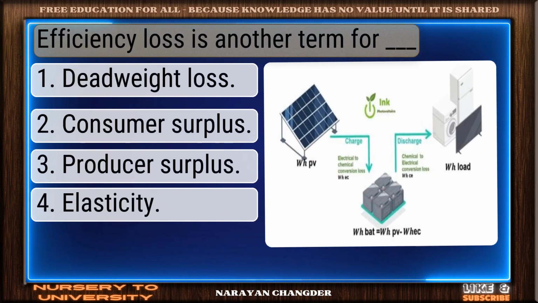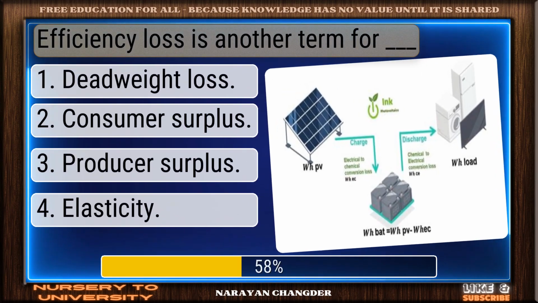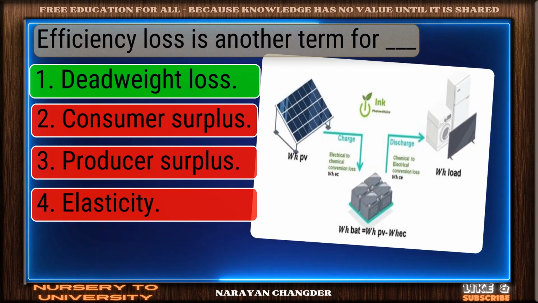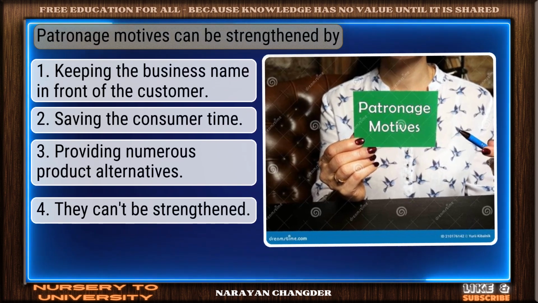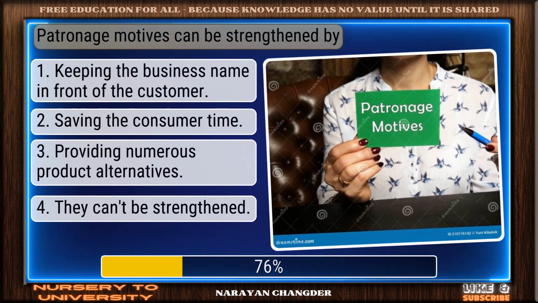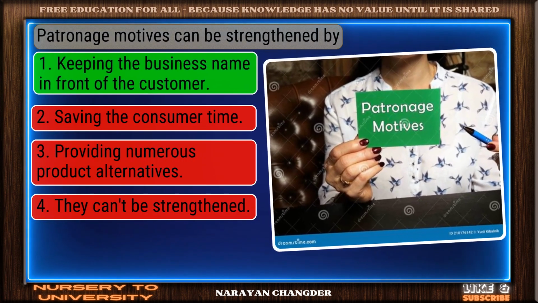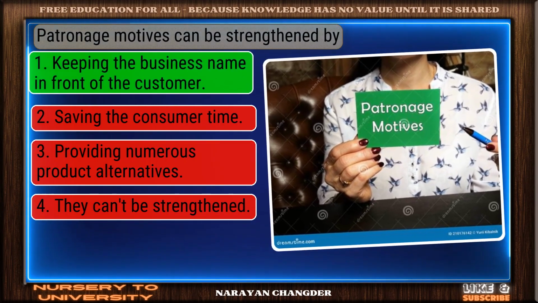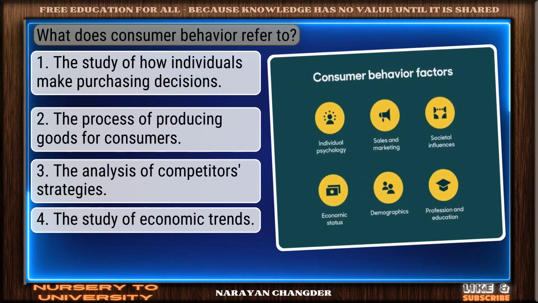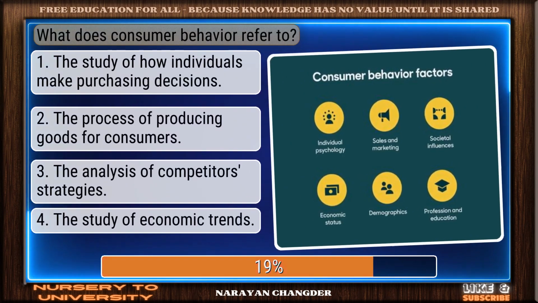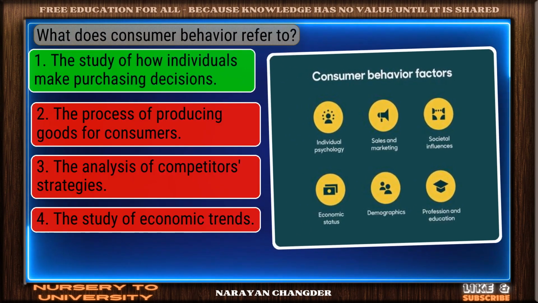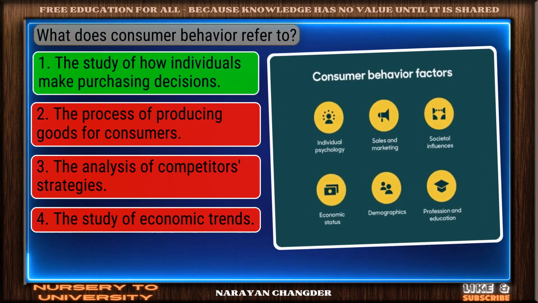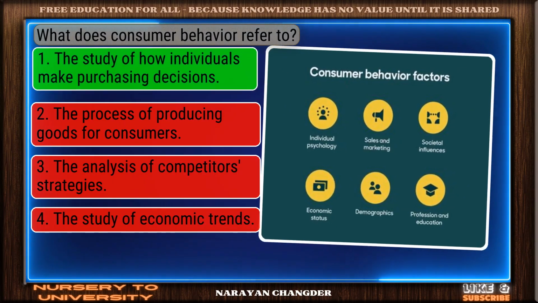Efficiency loss is another term for dash. Valid point. Deadweight loss is true. Patronage motives can be strengthened by. On track. Keeping the business name in front of the customer is the correct answer. What does consumer behavior refer to? Solid response. The study of how individuals make purchasing decisions is a valid choice.